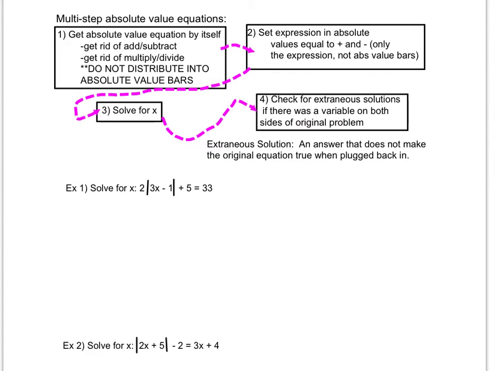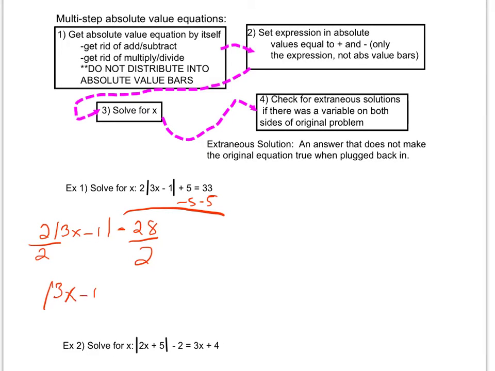So in example 1, the first thing I'm going to do is get the absolute value bar by itself. So I'll subtract 5. So then I will divide by 2, because again I'm not going to distribute. So then I get the absolute value of 3x minus 1 equals 14.